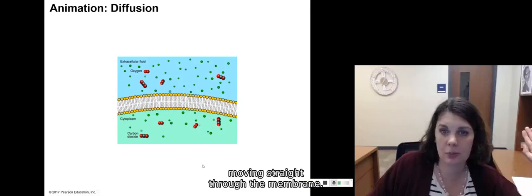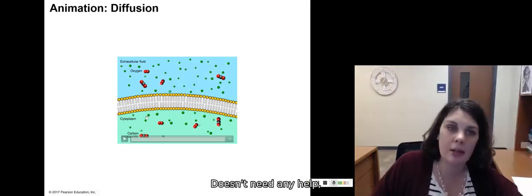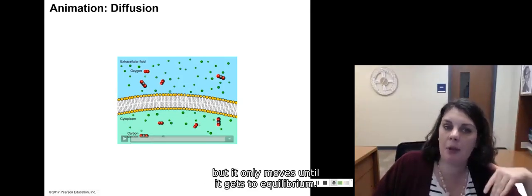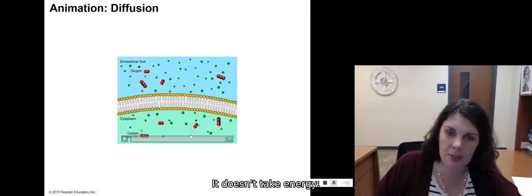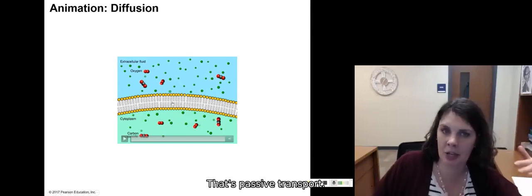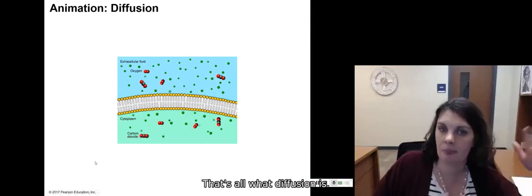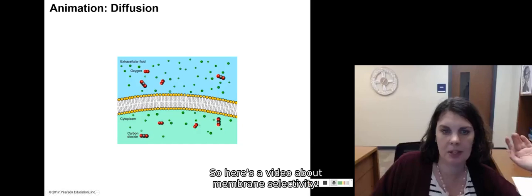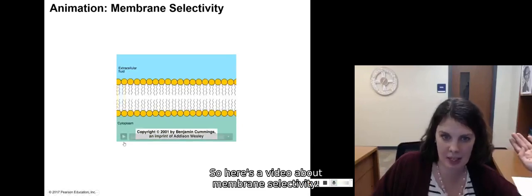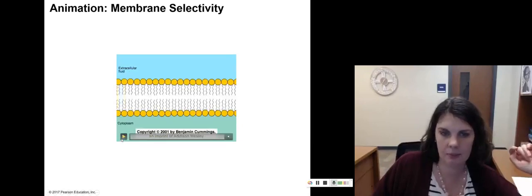Okay, so diffusion is just things moving straight through the membrane, doesn't need any help, but it only moves until it gets to equilibrium. Okay, it doesn't take energy. That's passive transport. That's all what diffusion is. So here's a video about membrane selectivity.